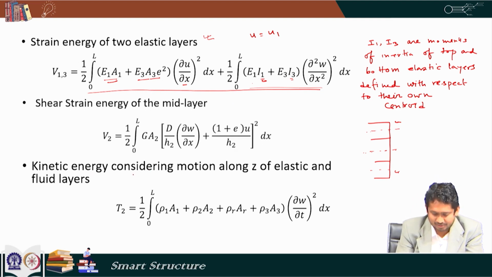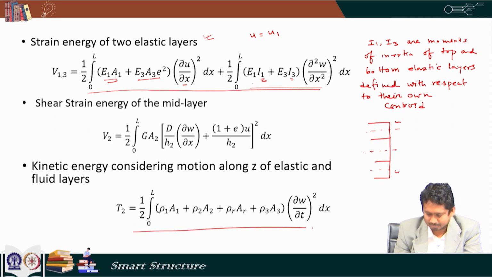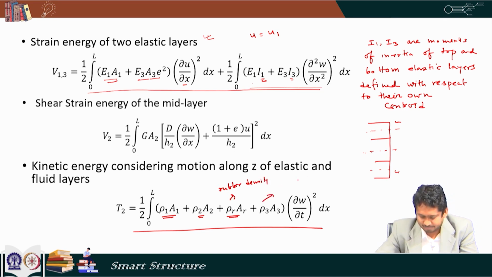Now the kinetic energy, considering motion along z of the elastic and fluid layers, is this. So, half into mass into velocity square in the transverse direction. So, here this is the contribution from layer 1, layer 2, this is the contribution from the rubber layer. So, this is the rubber density and this is the density of the ER and MR fluid. This is the density of the bottom elastic layer, this is the density of the ER and MR fluid.